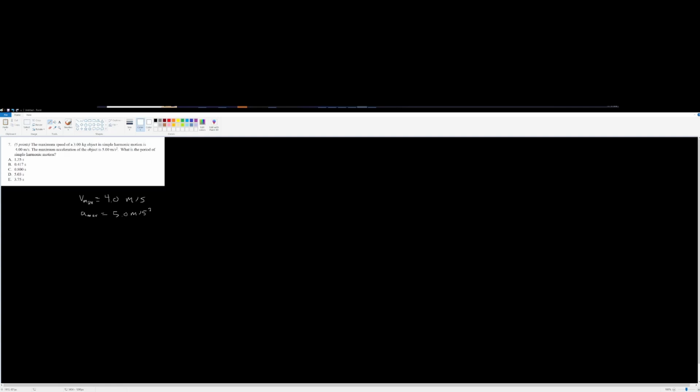Okay, for number 7 here, I'm going to go into a little bit more detail. So we have the maximum speed of a 3 kilogram object is 4 meters per second here, and the maximum acceleration of that object is 5 meters per second squared, and it's in simple harmonic motion, and we want to know the period. So from our formula sheet, we know that x equals A cosine of omega t plus phi.